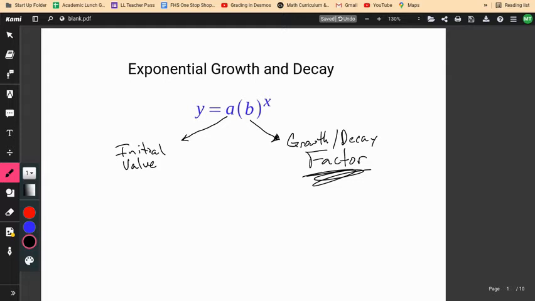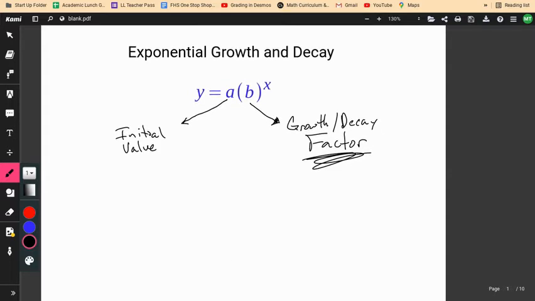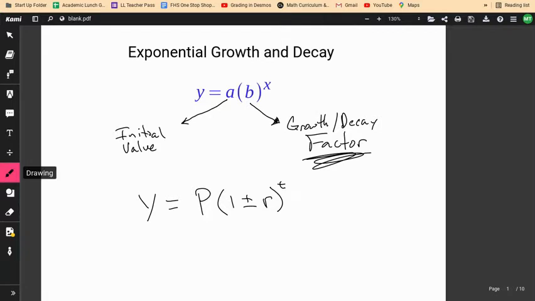All right, and so today, the equation we're going to use to solve problems is going to change slightly. We're going to have y is equal to, and then it's going to be usually a capital P times 1 plus or minus, so you're only going to use one of those, r raised to the power of t. Okay, and so it looks very different than the equation that we have been using, but I do want to kind of highlight a few things.